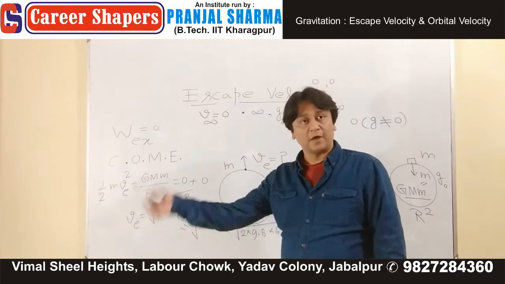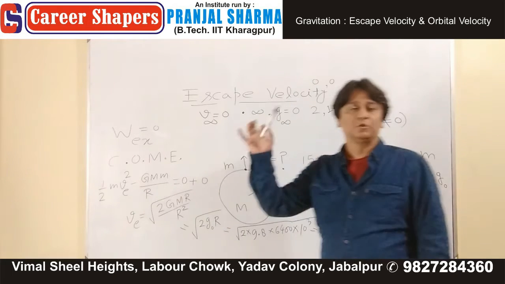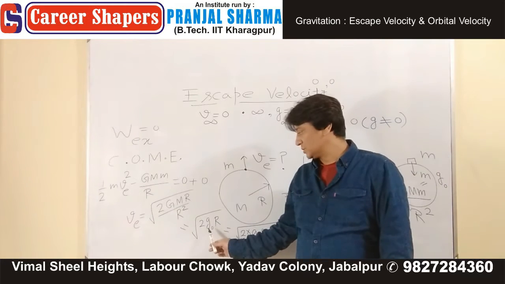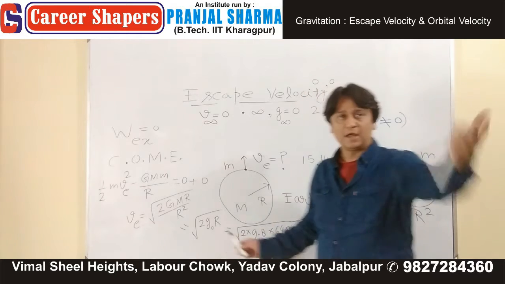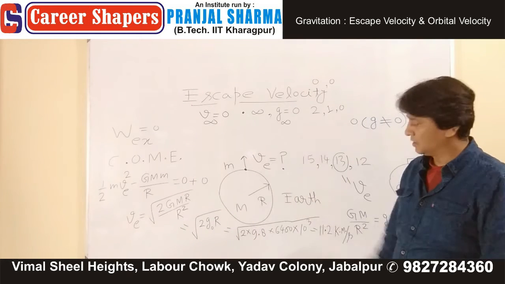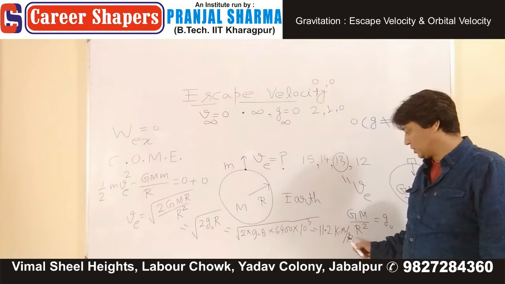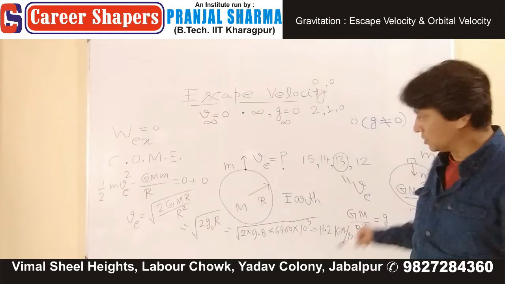For any other planet, find out the value of g naught. Suppose somebody throws the object from the surface of the moon. You'll be using g naught at the surface of the moon, R will be the radius of the moon, and you will find the result. For Earth, this is coming 11.2 kilometers per second. Note down this also.